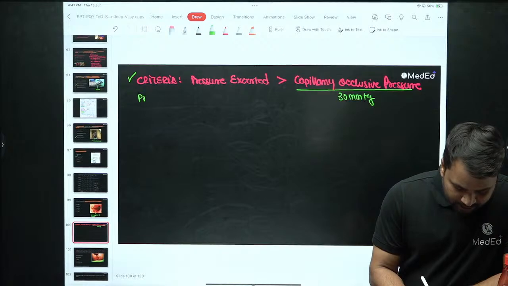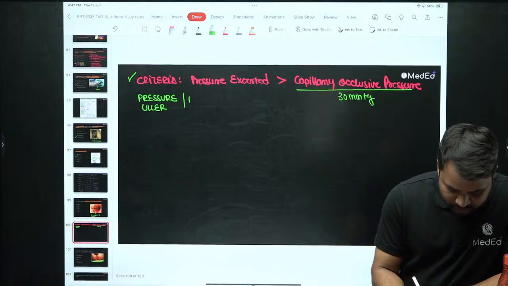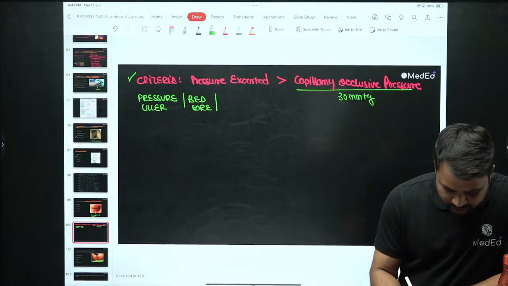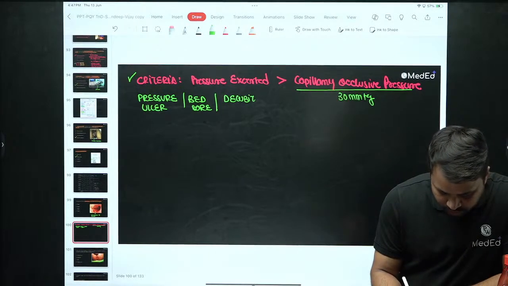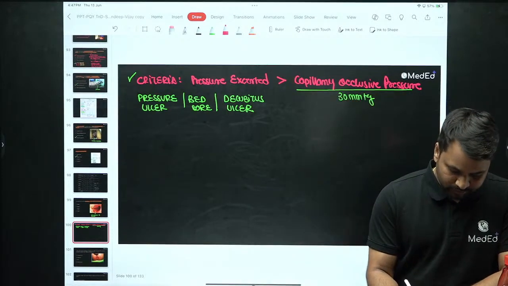Remember the other name for the pressure ulcer. Everybody knows it is called a bed sore, but more importantly, it is also called the decubitus ulcer, right?